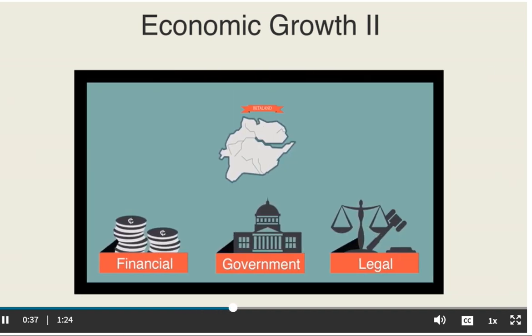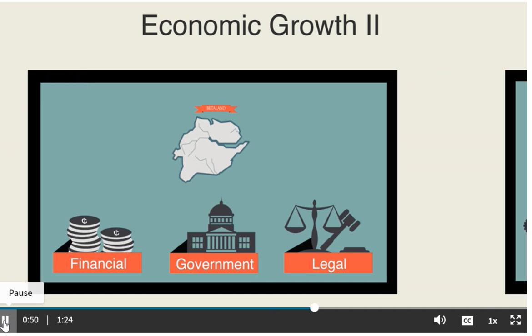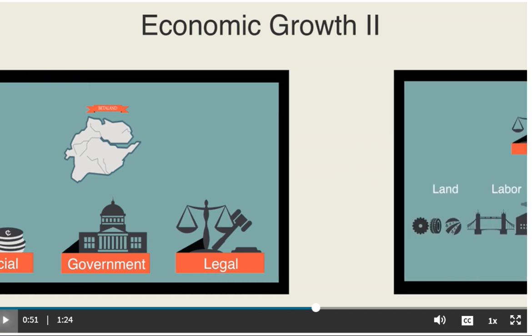We will begin by discussing how institutions provide the foundation for growth. Specifically, countries with strong financial, legal, and government institutions are better able to use their factors of production to enhance productivity. Financial, government, and legal. Okay, it's all the bureaucracy.